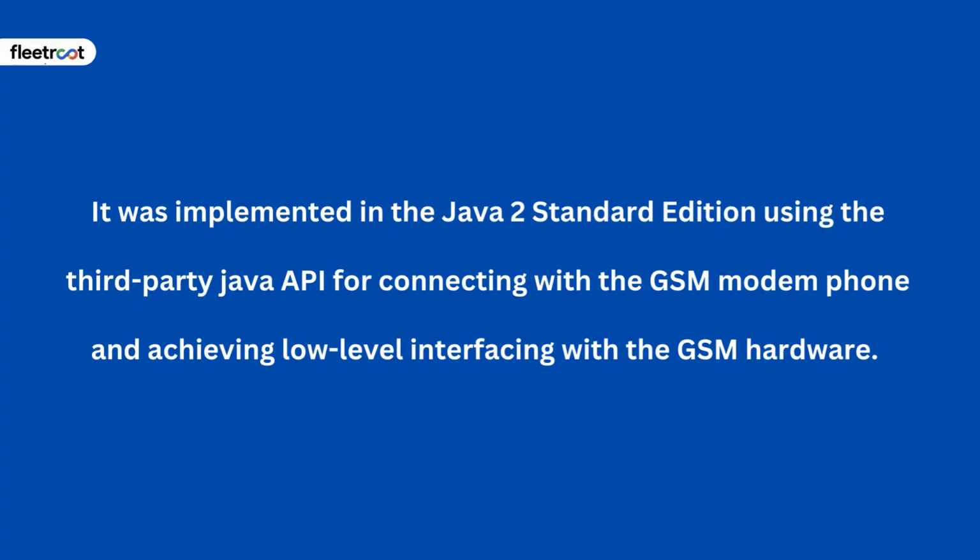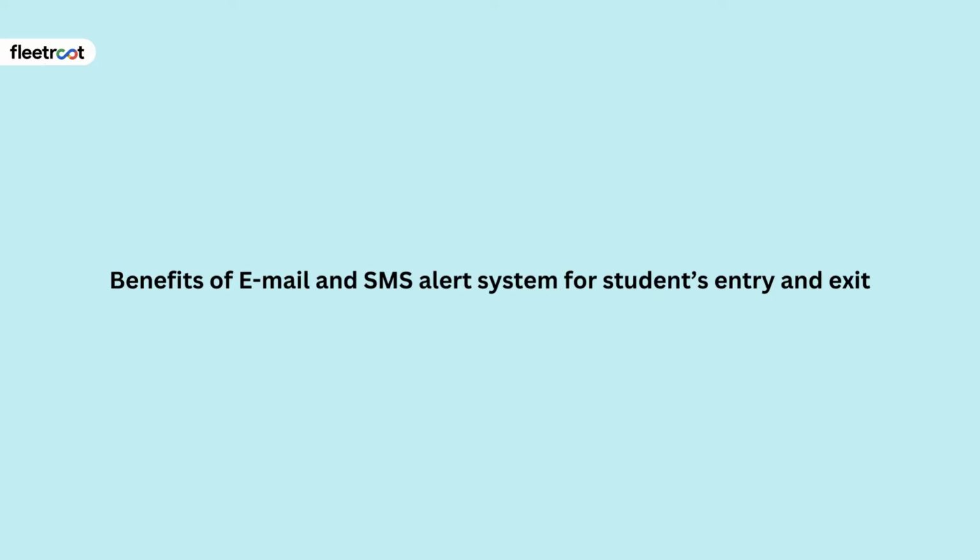A middle tier generally refers to the process that takes place in an application server that sits between the user's machine and the database server. It was implemented in the Java 2 Standard Edition using the third-party Java API for connecting with the GSM modem phone and achieving low-level interfacing with the GSM hardware. Moreover, the middle-tier messaging layer also performs the SMS business logic. The packages here are deployed as a single package onto the application server.